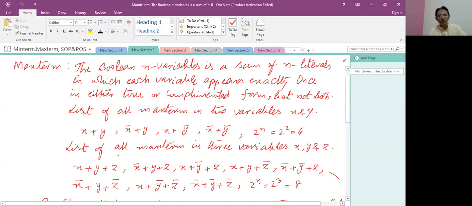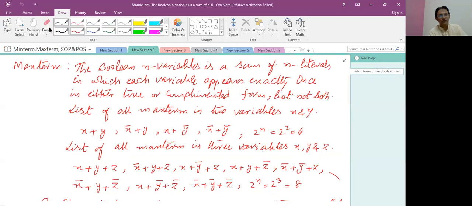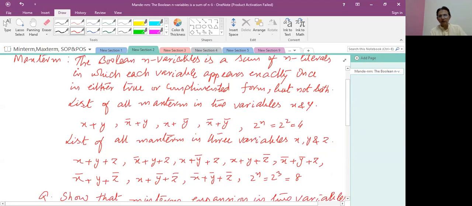Then we consider the list of all maxterms in three variables, x, y, and z. So the maxterm values are x plus y plus z, x complement plus y plus z, x plus y complement plus z, x plus y plus z complement, x complement plus y complement plus z, x complement plus y plus z complement, x plus y complement plus z complement, x complement plus y complement plus z complement. Because it has three variables, there are 8 values in maxterm.